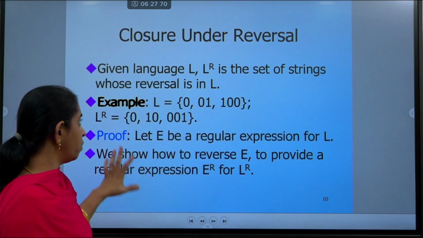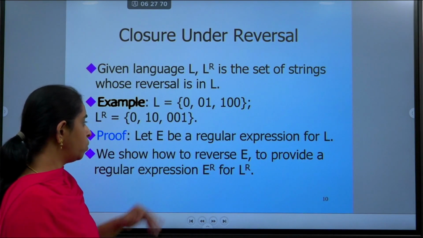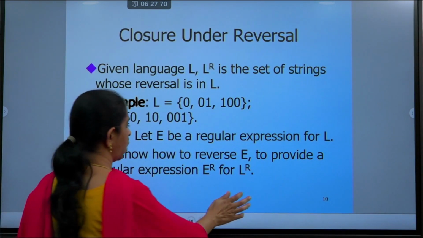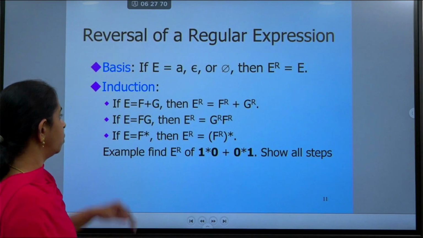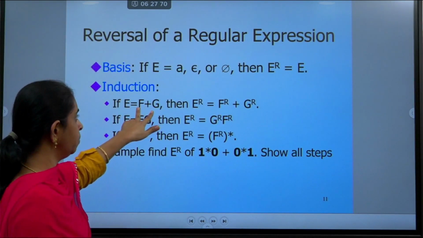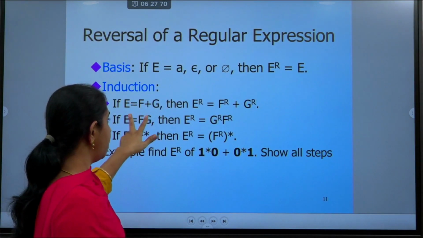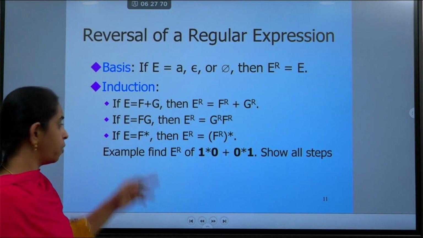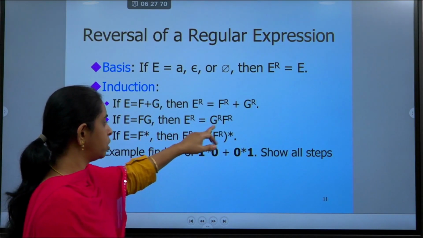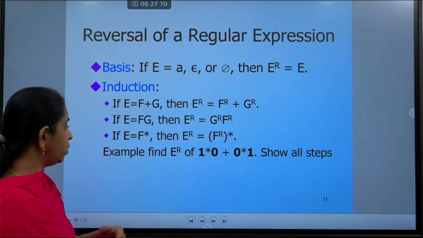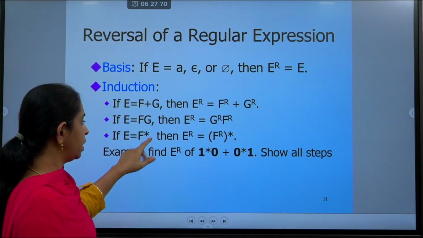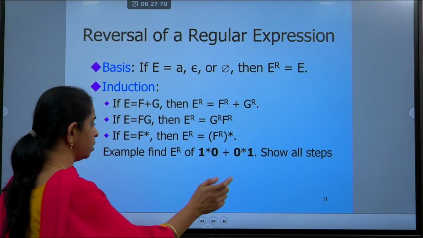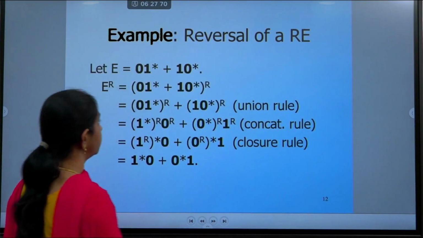For the proof of this reversal operation, first we take the regular expression of L and we have to do the reverse, that means we go with L power R. Whenever we have E equals F plus G, the reversal E power R equals F power R plus G power R. Whenever we have the concatenation F into G, E power R equals G power R into F power R. When you take the Kleene closure F star, the reversal of F star is F power R whole star.